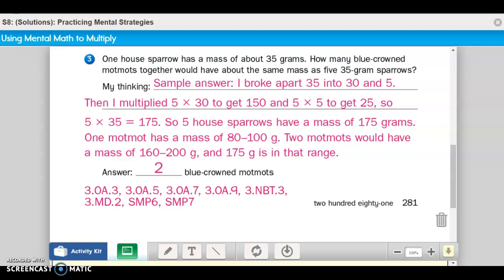Well, did you find the motmot? One motmot has a mass of 80 to 100 grams. 2 motmots would have double that amount. 80 doubled is 160. 100 doubled is 200. So the range would be 160 grams to 200 grams, and 175 is in that range. So 2 blue-crowned motmots could have about the same mass as the 5 35-gram sparrows.